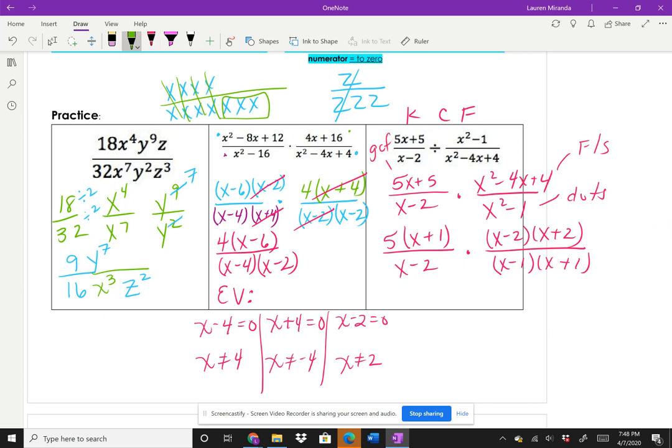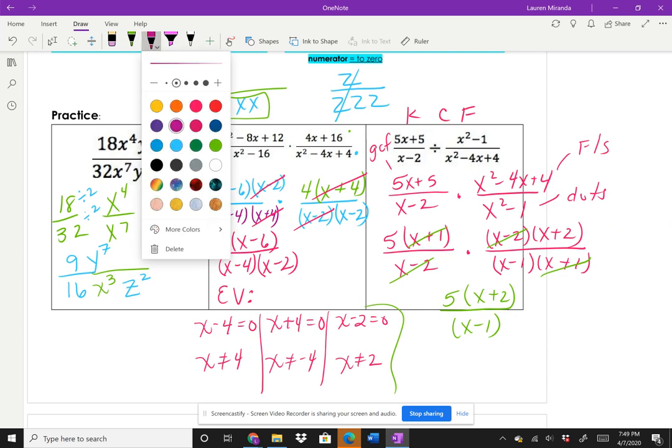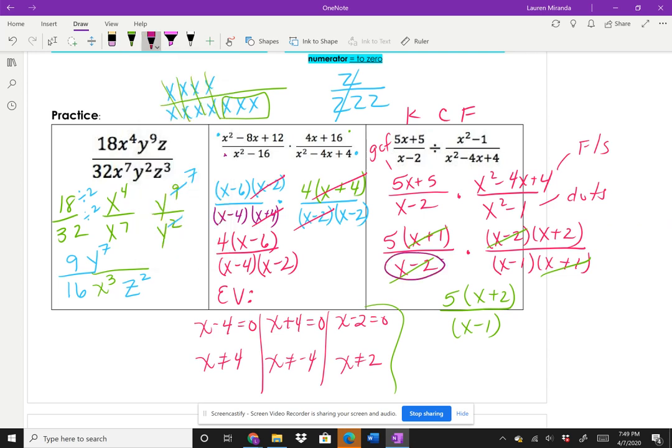All right, same thing, what cancels? X plus 1, x plus 1, x minus 2, and x minus 2. Leaving us with 5 times x plus 2 over x minus 1. Excluded values this time come from both my denominators and this numerator, okay?